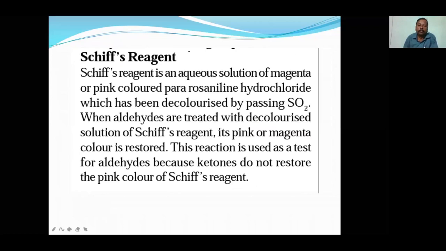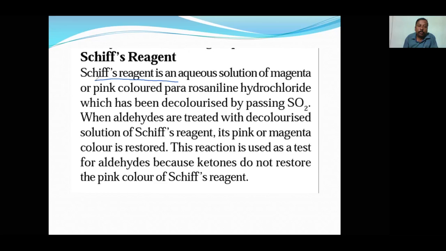Then the fourth test; total four tests are there: Tollen's reagent, Fehling solution, Benedict solution, and Schiff reagent. Tollen's test is completely different. It will give you the silver mirror. But Benedict and Fehling solution: Fehling contains sodium potassium tartrate, whereas Benedict solution will contain citrate. So both will give you the red precipitate.